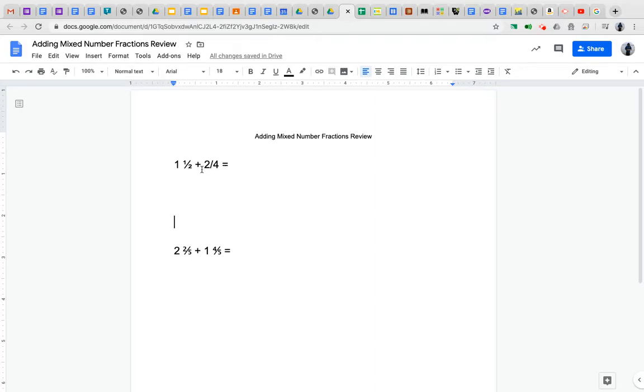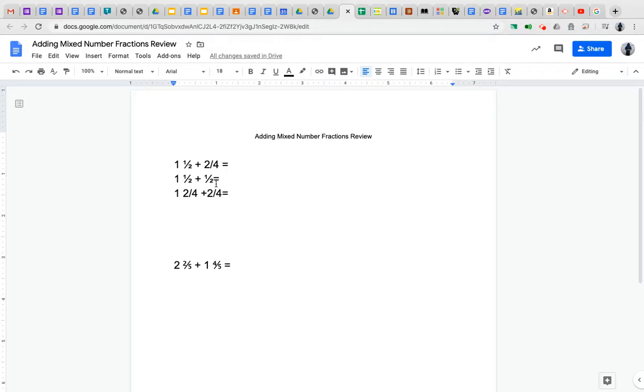As you can remember, the first thing I'm going to do is make sure I have the two fractions and they're equivalent. So I'm going to rewrite this as 1 1/2 plus 1 1/2 equals. Now, the other way I could have done that is I also could have done that as 1 2/4 plus 1 2/4 equals, right? Either way, we're talking about equivalent fractions.